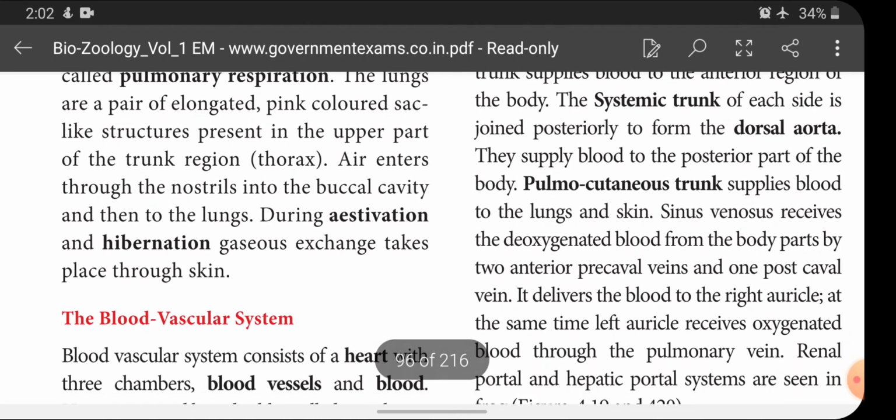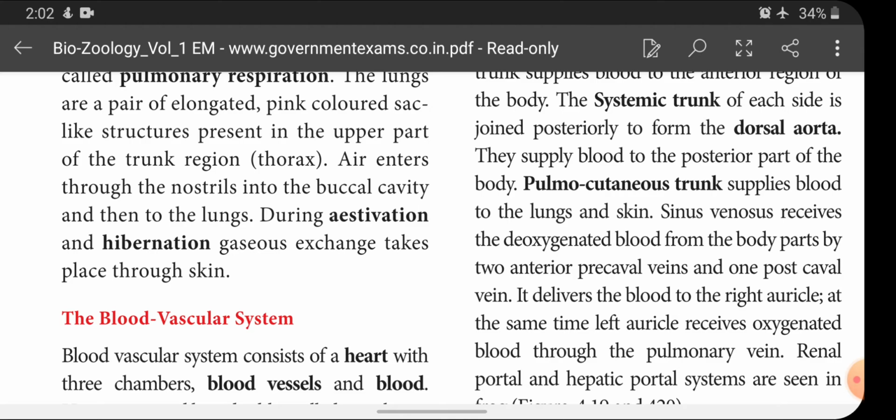Lungs are a pair of elongated pink colored sac-like structures present in the upper part of the trunk region. Air enters through the nostril into the buccal cavity, then to the lungs. During aestivation and hibernation, gaseous exchange takes place through the skin. What is aestivation? What is hibernation? It is nothing but during summer and winter the frog undergoes a resting stage, and this is called aestivation and hibernation respectively.